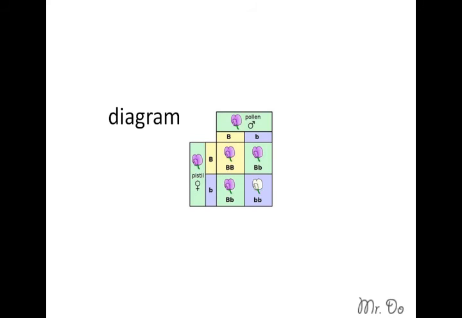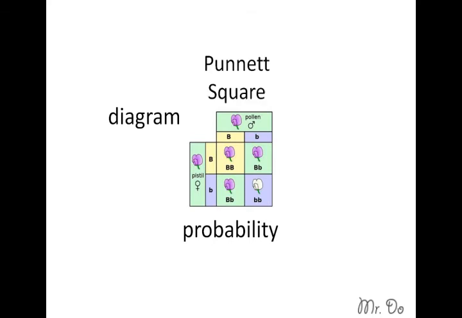This is a diagram scientists use to determine the probability of the offspring. For example, you have two purple plants, and when you fertilize them, what will the chances of the children be? So probability is the chances of what the children will be. This diagram, used to determine what the offspring will be, is called a Punnett square. It's what Mendel used to determine it.